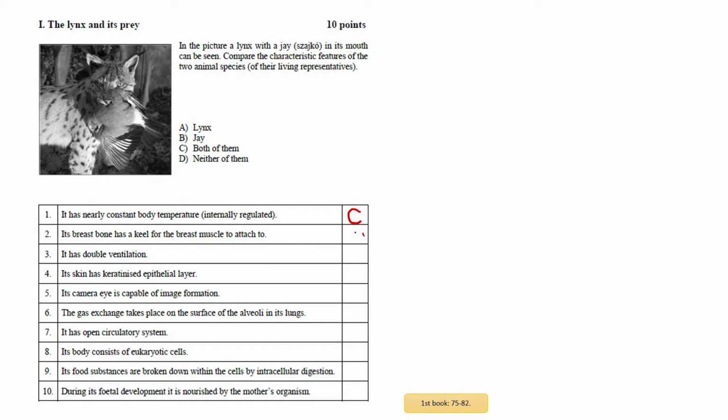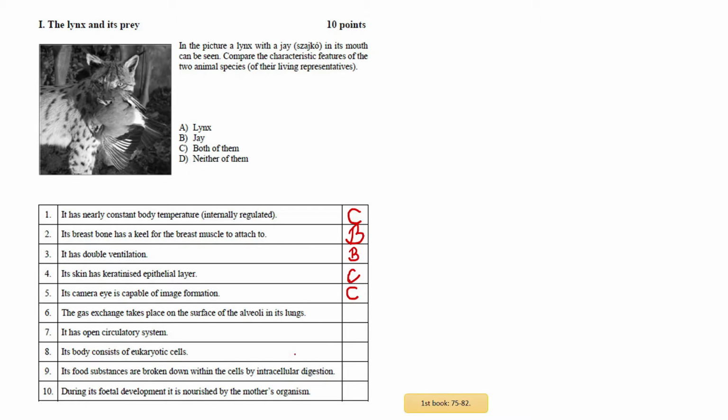Its breastbone has a keel for the breast muscle to attach to. We know a keel is an extension of the sternum in case of birds, therefore B comes to this box. It has double ventilation, that's again a characteristic feature of birds. Its skin has a keratinized epithelial layer. That's true for both mammals and birds. Its camera eye is capable of image formation. That's again true for both.